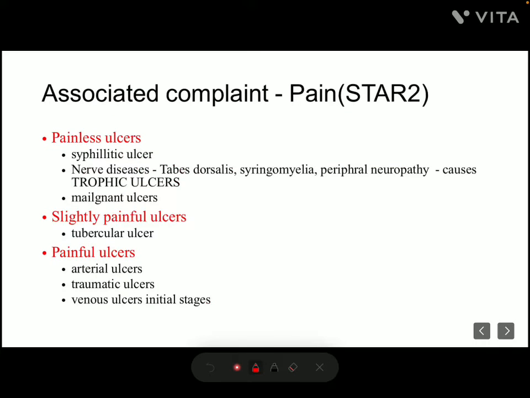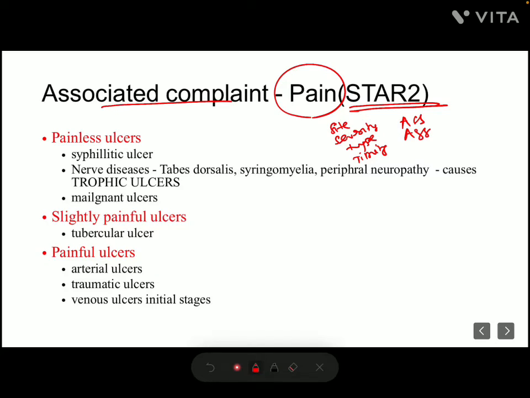Then we would like to ask all the associated complaints. Let's start with pain. Whenever you're asking history of pain, you should always remember this mnemonic, SSTTAARR. S for site, and another S for severity, T for type of pain, and the other T is for timing, I mean duration, A for associated symptoms, A again for aggravating factors, and R for radiation and relieving factors. So you should ask all these 8 questions to the patient and write it appropriately.